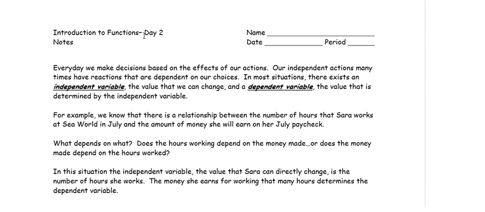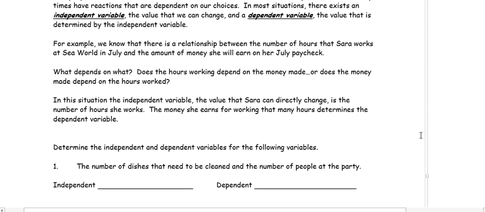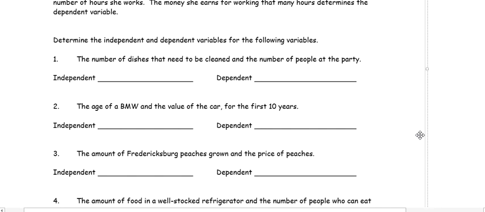For example, we know that there is a relationship between the number of hours that Sarah works at SeaWorld in July and the amount of money she will earn on her paycheck. What depends on what? Does the hours working depend on the money made, or does the money depend on the hours worked? In this situation, the independent variable, the variable that Sarah can directly change, is the number of hours she works. The money she earns for working that many hours depends on the dependent variable. So in the following situations, determine the independent and dependent variables, okay? So let's go about this and do this.